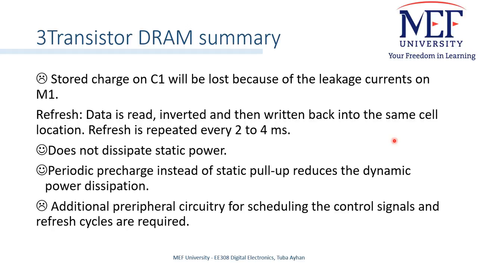To summarize, the drain junction leakage current of the write access transistor M1 is the main reason for the gradual depletion of the stored charge on C1. To refresh the data stored in DRAM cells before they are altered due to leakage, the data must be periodically read, inverted, and then written back into the same cell location. This refresh operation is performed for all storage cells in DRAM array every 2 to 4 milliseconds.